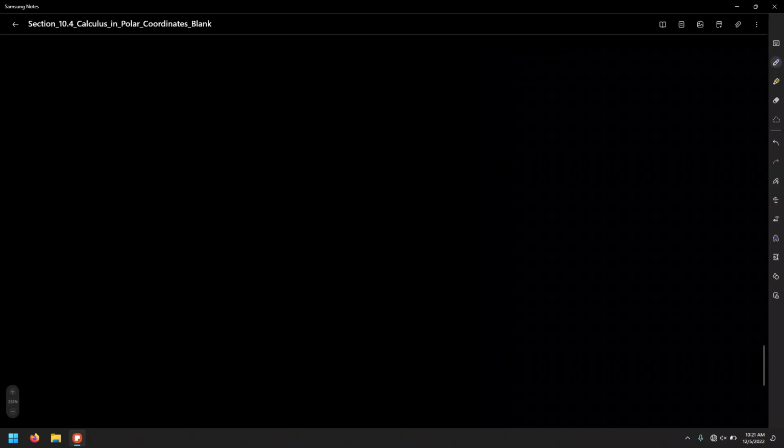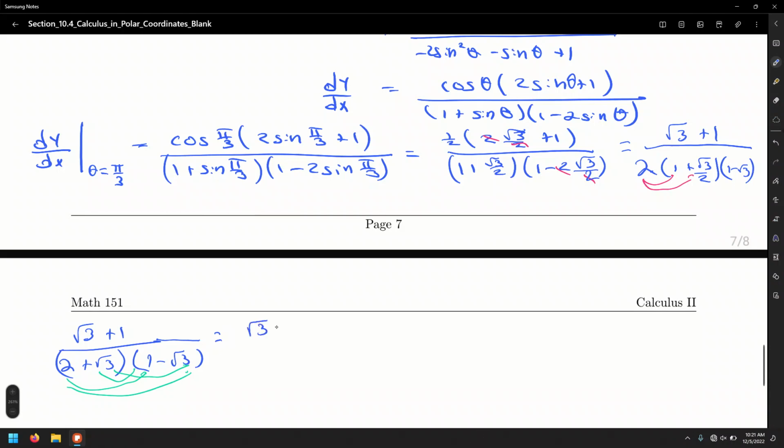So distributive property, FOIL. That's root of 3 over root of 3 plus 1 over 2 times 1, that's a 2, minus 2 root of 3 plus root of 3, and minus root of 3 times itself. Essentially the radical cancels out, leaving us with a 3. And let's simplify this. In the numerator, root of 3 plus 1 over 2 minus 3, that's a -1, and -2 root of 3 plus 1 root of 3, that's a negative root of 3.